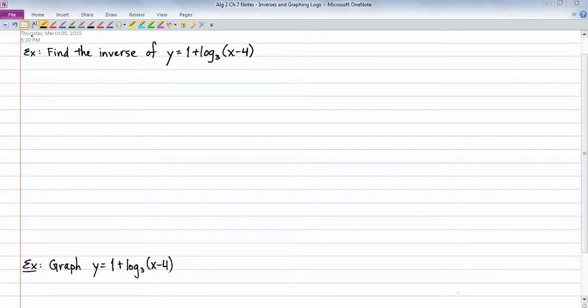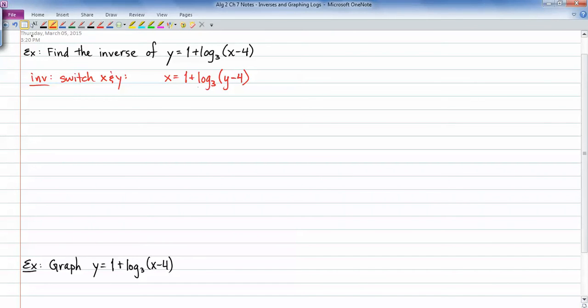So in this one, we're trying to find the inverse of a log function. In order to do that, you might remember, to get an inverse, you want to switch x and y. Let me switch colors here so it's easier to see what's what. Okay, so that means the inverse is going to be x equals 1 plus log base 3 of y minus 4. Okay, well, you want to isolate the y somehow. You want to get y by itself.